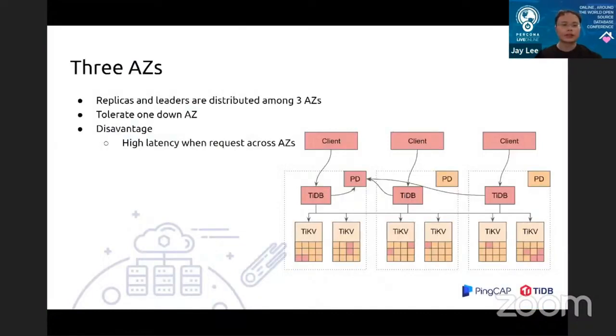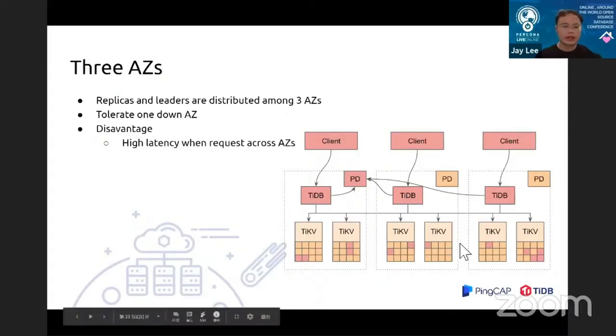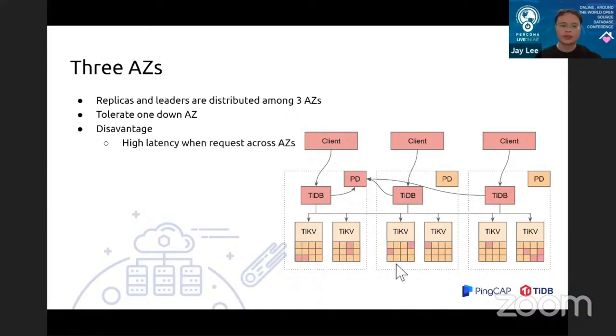First is the classical three ACs. In this case, all replicas and leaders are distributed among three ACs evenly. As we mentioned before, Raft guarantees majority safety. So even if there is an AC down, the other 2 ACs can still form the majority and provide service. No data is lost. The disadvantage is all the data has to be replicated to at least 2 ACs. This is the price of data safety.